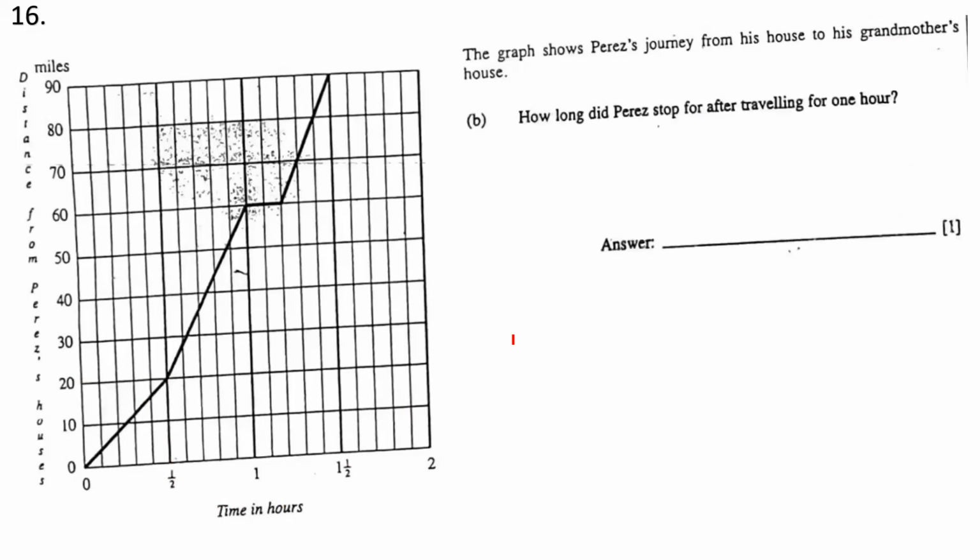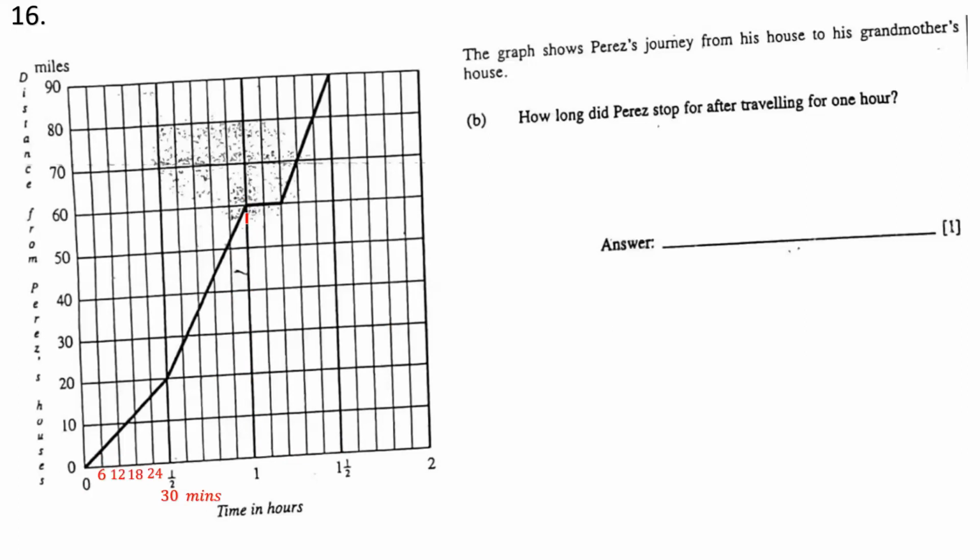Now let's move on to the next question. It says, how long did Perez stop for after traveling for 1 hour? Well, after traveling for 1 hour, he's right here. And if you notice that this is a horizontal line, which means that he stopped. How long did he stop? Notice that this is half an hour. So half an hour means 30 minutes. And each one of these lines indicates 6 minutes because this is 6, then this is 12, then this is 18, and this is 24, which brings us to 30 right here. So each one of the lines right here represents 6 minutes.